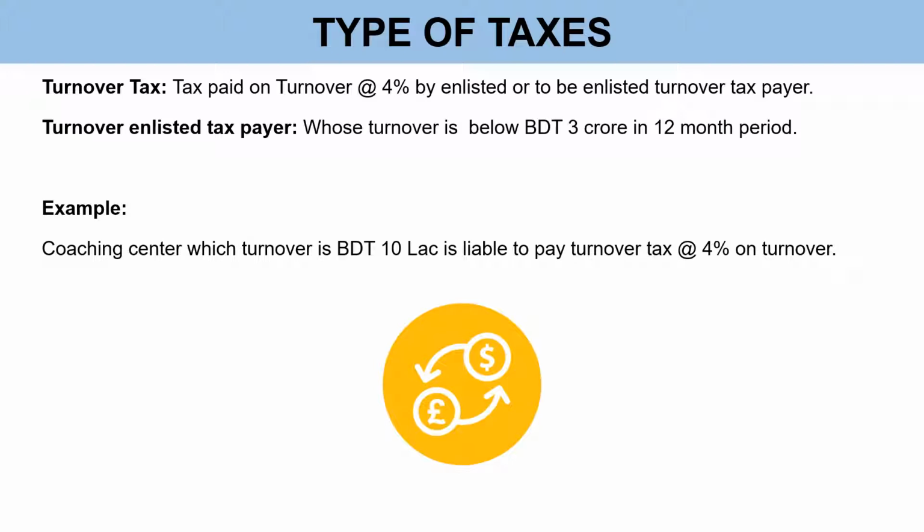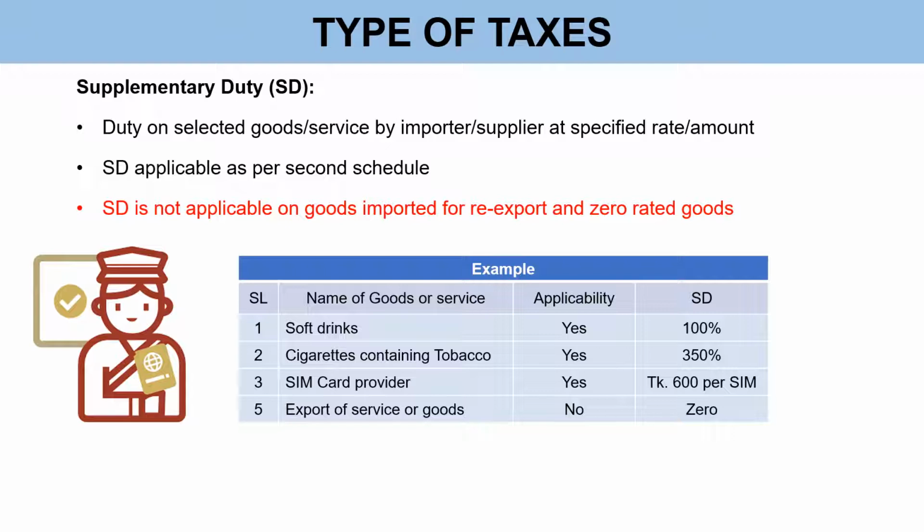As an example to understand more, when one coaching center has only 10 lakh taka turnover, then that coaching center will pay turnover tax at 4% on its 10 lakh taka turnover.